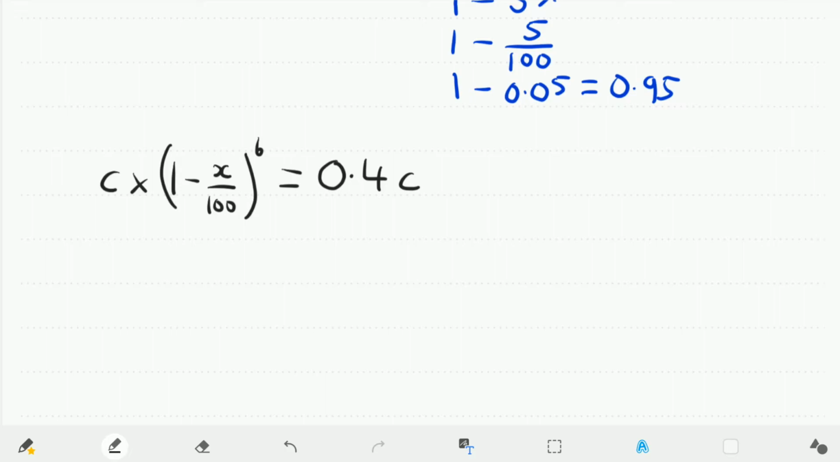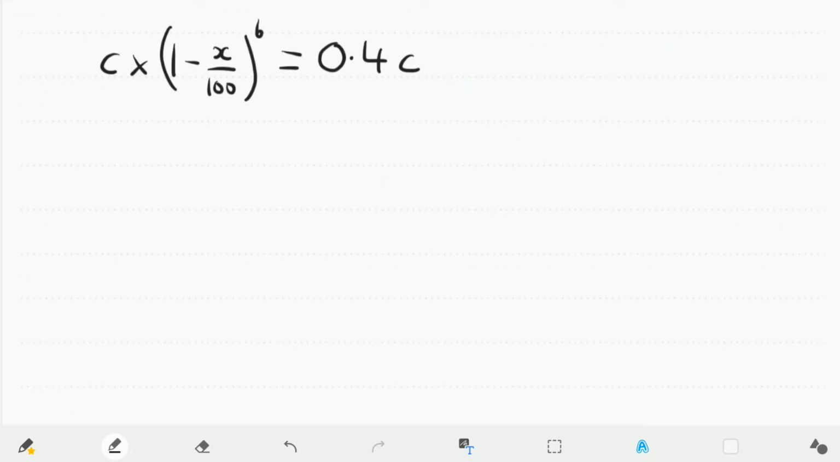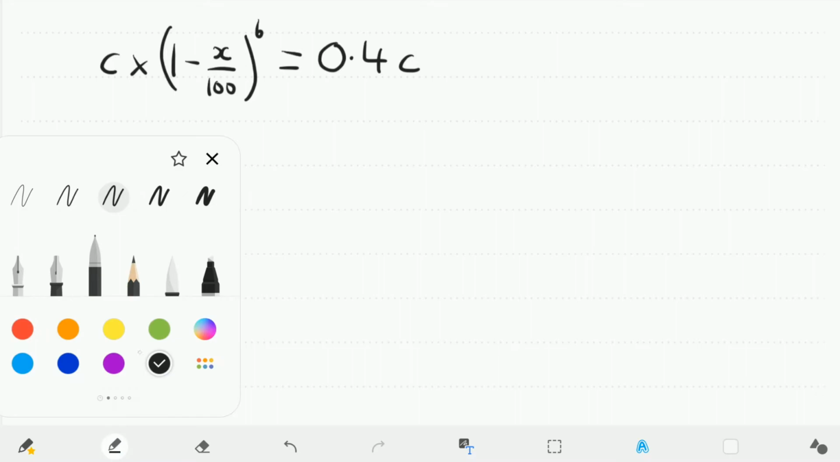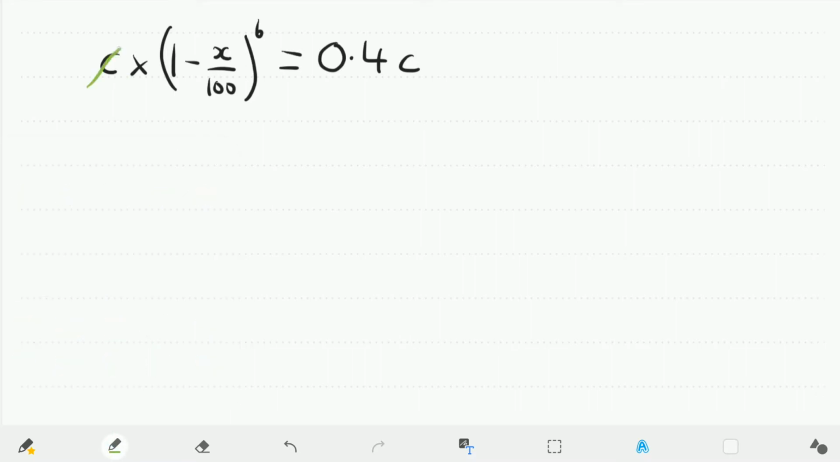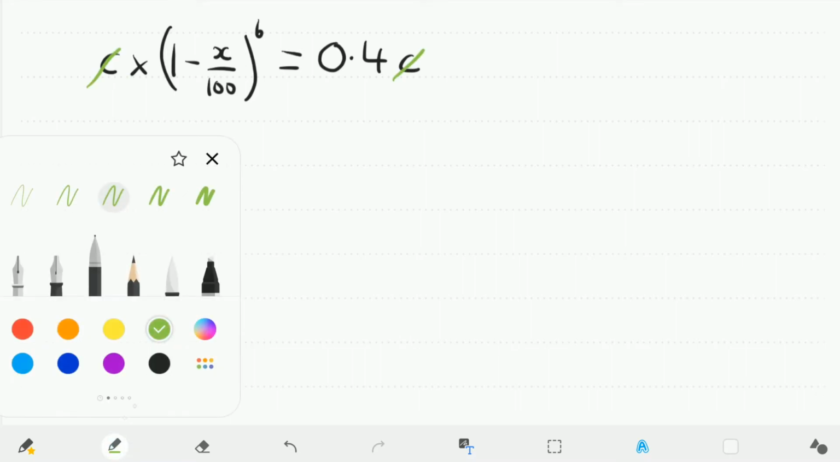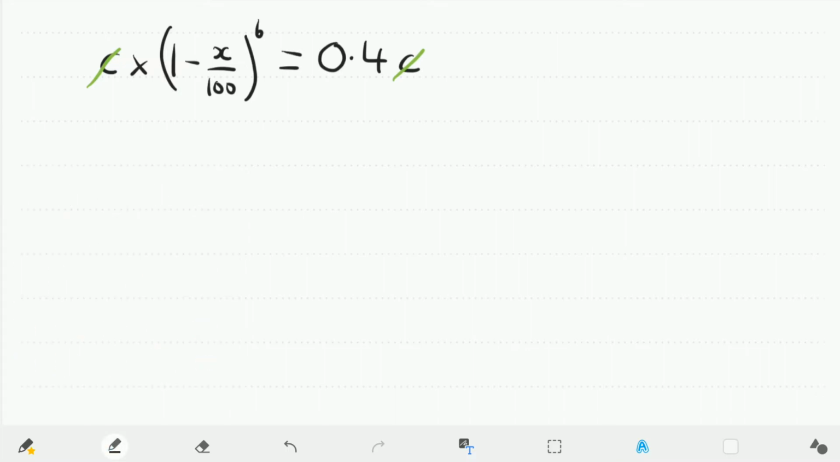Now that we have that, we can solve this equation. The first thing we can do is cancel out the C's, because we can divide both sides by C. So we'll be left with 1 minus X over 100 all to the power of 6 will be equal to 0.4.